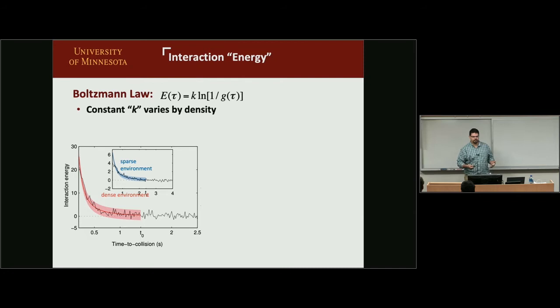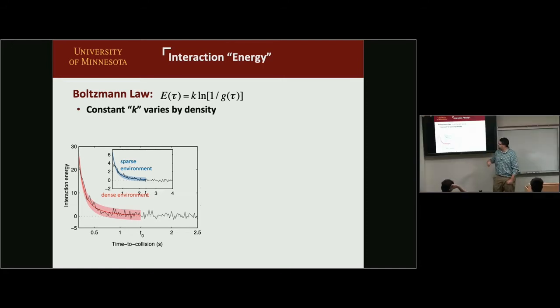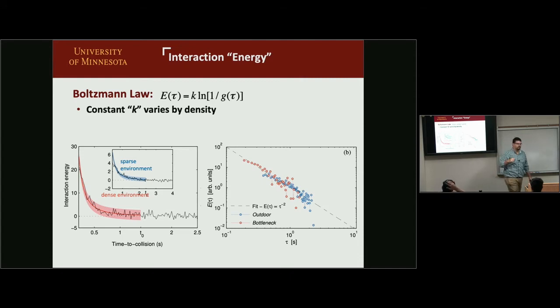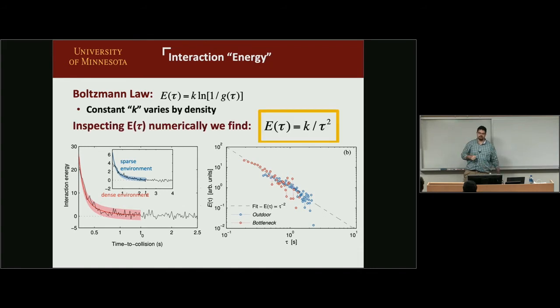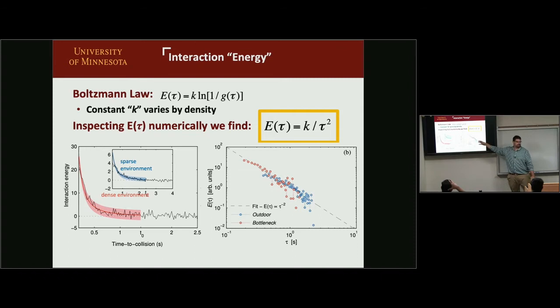So we do the same Boltzmann trick. We take 1 over the distribution function and take the log of it. And this is our data binned again a different way. If you put this in a log-log space, you see that they lie exactly on the line y equals negative 2x. So that means that the energy you feel is time to the negative 2. It's k over tau squared. Right, so this was really nice that everything fit on an integer. There's no reason to expect it to be an integer. This could have been 1.3, but it's nicer and simpler to write that it's exactly 2.